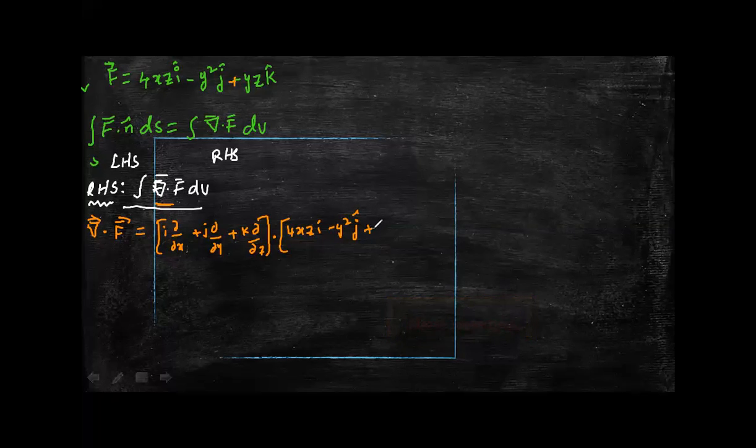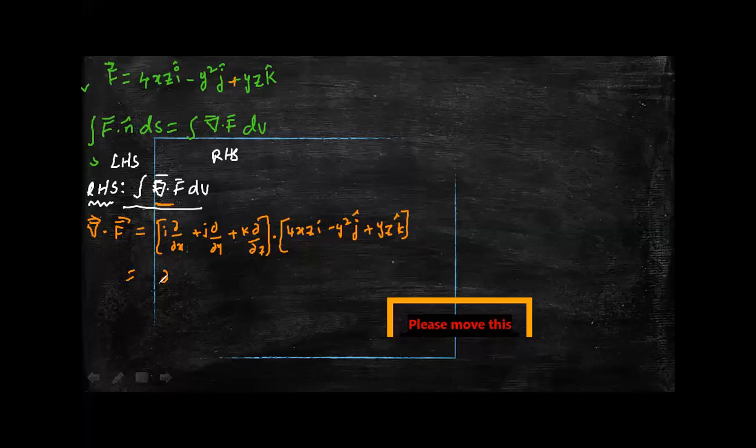Z plus yz k. Okay. So what I'm going to get here is i dot F, i dot F, we're going to get 4xz. ∂/∂x of 4xz, plus ∂/∂y of minus y square, plus ∂/∂z of yz.